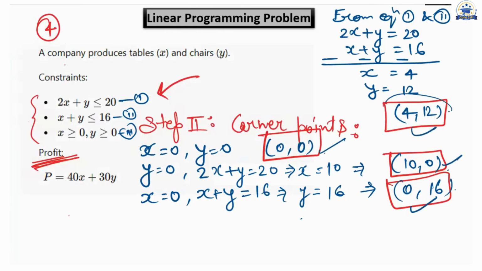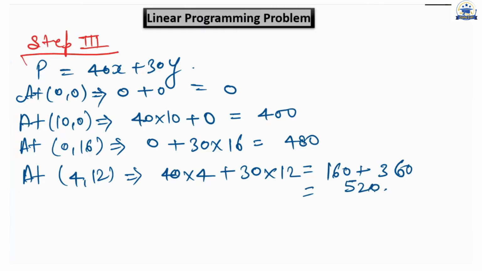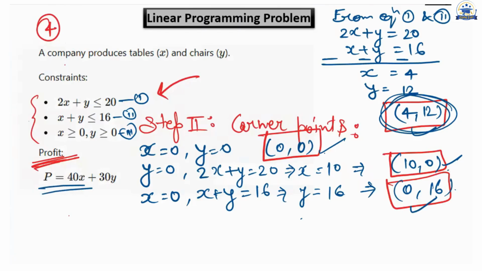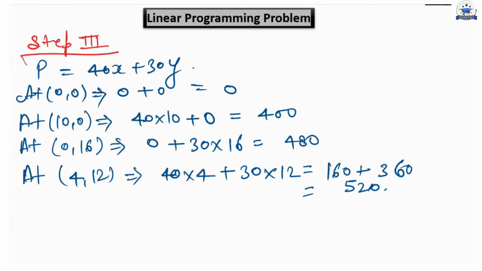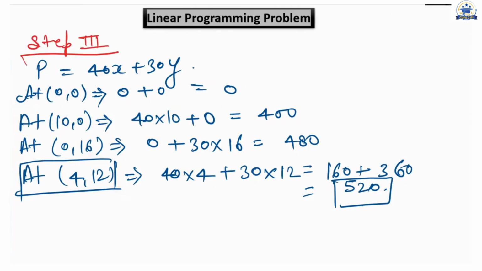At 4, 12, you can see all 4 points are there. Now we are working on this one. 4, 12. So 40 times 4 plus 30 times 12. How much is it? 160 and 360, which is 520. So what do we have to find? Profit. Which one is the biggest number over here? Obviously 520, at the point 4, 12. If you want, you can make the diagram, but this question is not asking for it.